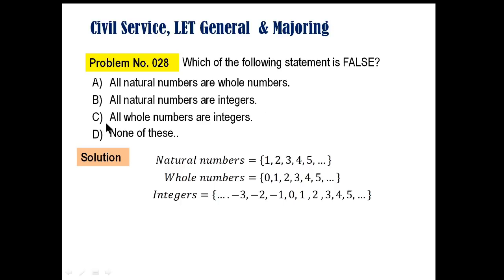For letter C, all whole numbers are integers. Take note that whole numbers start from 0, 1, 2, 3, 4, 5, and integers are composed of positive and negative numbers including 0. So meaning to say whole numbers are part of the integers, and also a subset of integers. Okay, for letter D, none of these. So definitely A, B, and C are true. So D, the correct answer is letter D.